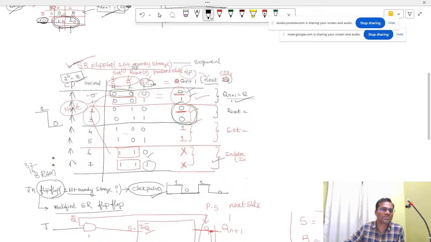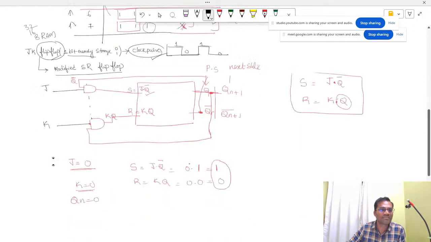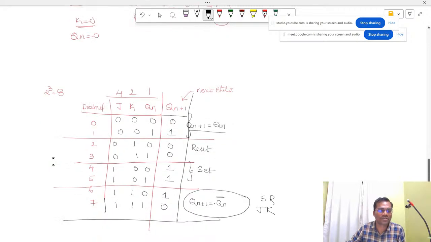Qn+1 is equal to Qn. And for 2 and 3 what is the output? Reset. For 4 and 5 the output is what? Set. For 6 and 7 the output is what? Indeterminate. But this indeterminate problem is solved. We have converted this indeterminate value into what? Qn+1 is equal to Qn bar. So this you have to remember.